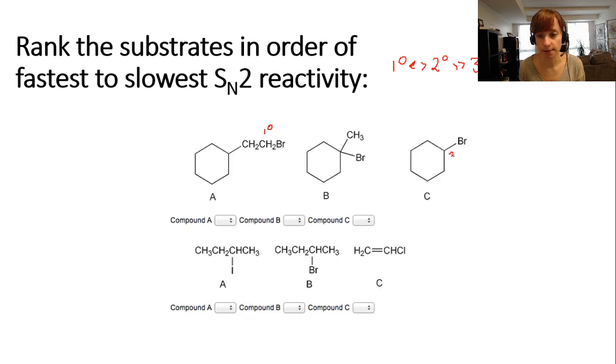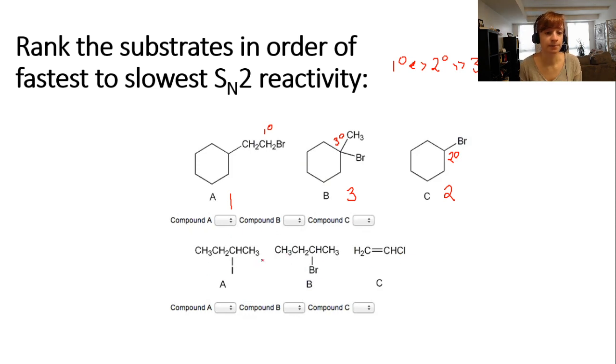This one is secondary, and this one is tertiary. So in knowing that a primary carbon attached to a leaving group is the fastest, this one is ranked number 1. This one is 2. And this one's tertiary, so this one is 3.